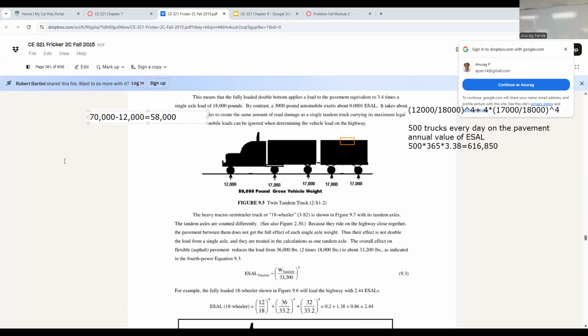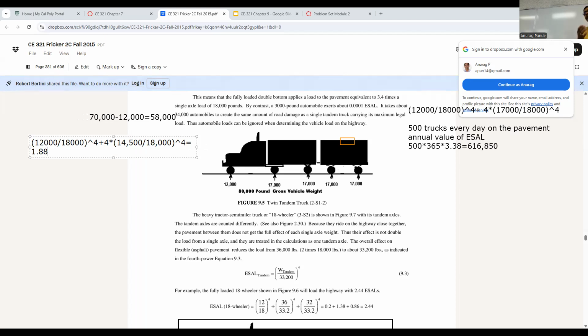Your formula will become 12,000 divided by 18,000, raised to power 4. Plus, what should I do next? 4 times what? Let's do it on your sheets for a second, and then we'll come back and talk about it. So 12,000 over 18,000 raised to power 4 is the ESAL for the steering axle, and then 4 times 14,500 over 18,000 raised to power 4 is for the remaining axles. So this will be 14,500 for all 4 of them, for a total of 70,000. And then tell me what that number looks like. We get 1.88. That's good.